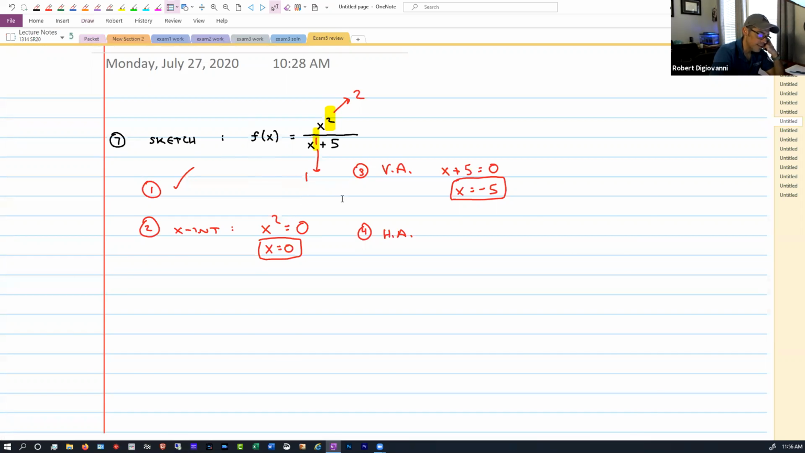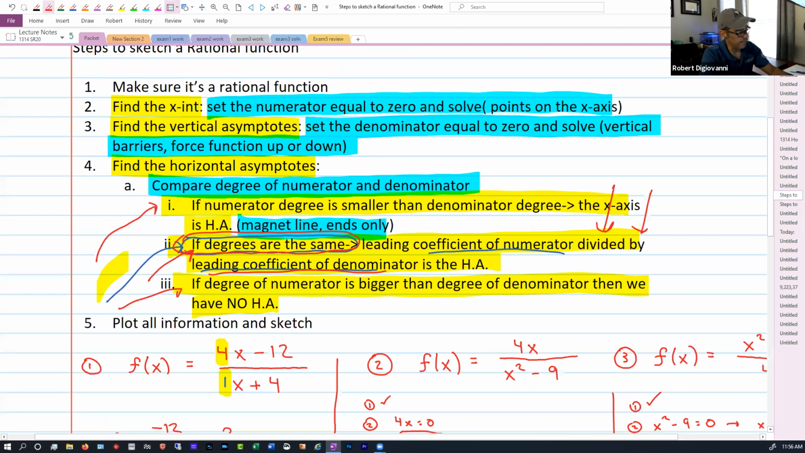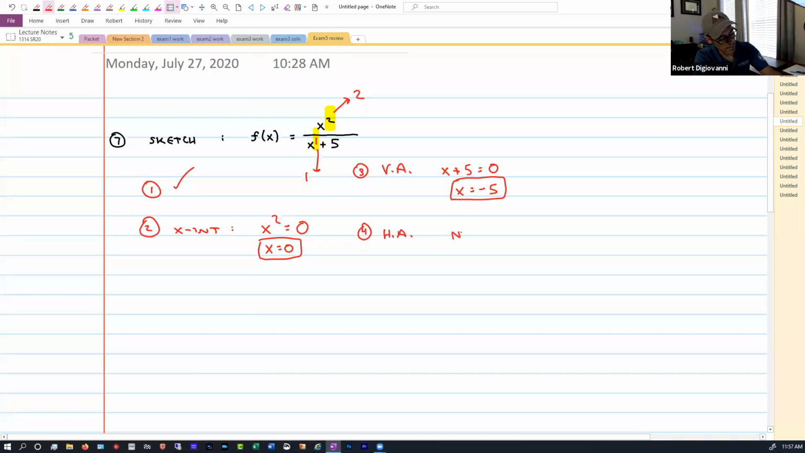So if you go back to the steps, we're looking at this last one. If the degree of the numerator is bigger than the degree of the denominator, then we have no horizontal asymptotes. So that's telling us that's the third case. We have no horizontal asymptote. That means that there is going to be no dotted line that I draw at the ends.